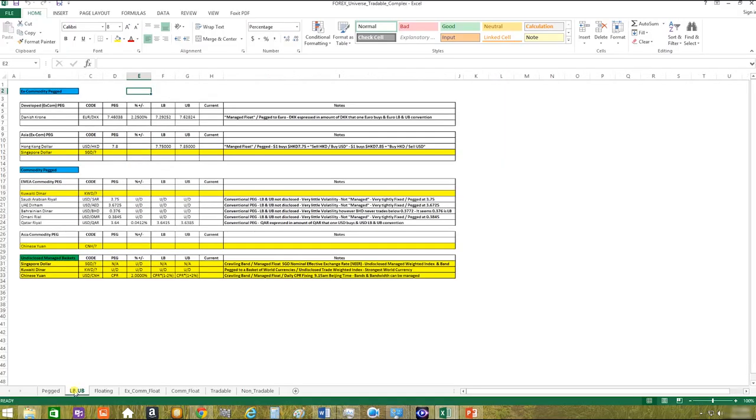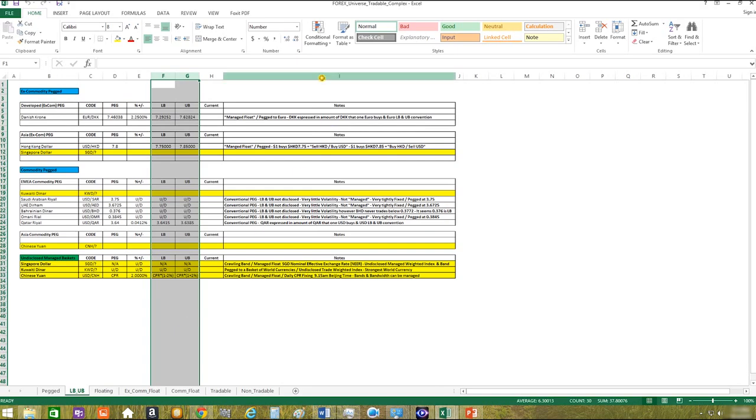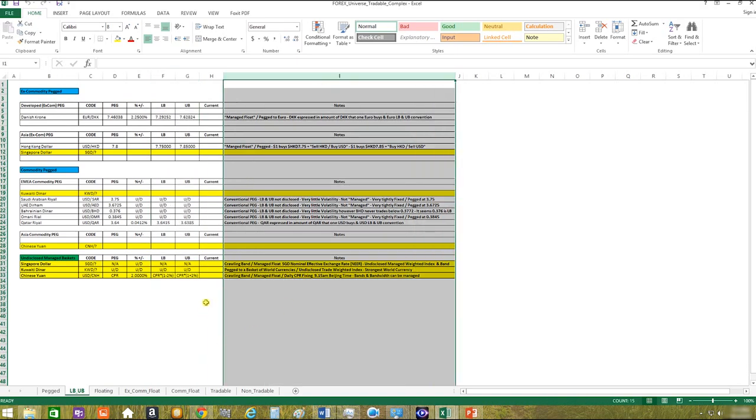And inside the next sheet, we have them all laid out as ex-commodity pegged and commodity pegged, but with what we call the upper and lower bounds of the fixed or pegged system. And on the right-hand side here in column I, we also have some qualitative notes on how the pegs actually work.